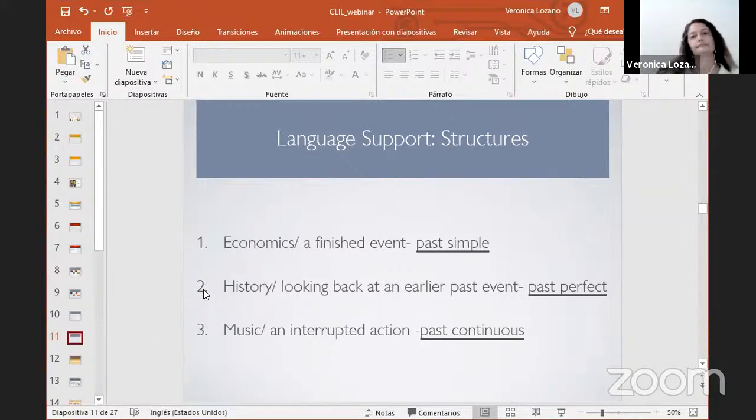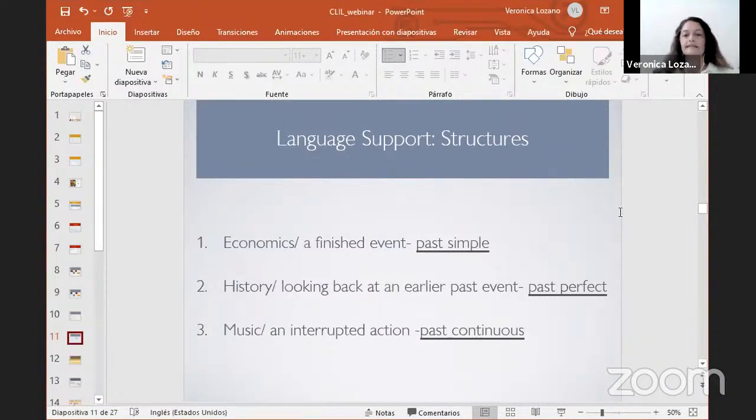So imagine that you're teaching economics, so maybe you want to make sure that your students can handle their verbs in past. Or you're teaching history, very likely you're going to have to establish a context, so the past perfect would make a lot of sense. And if you're teaching music, well, probably the past continuous would be relevant to your lesson, okay?